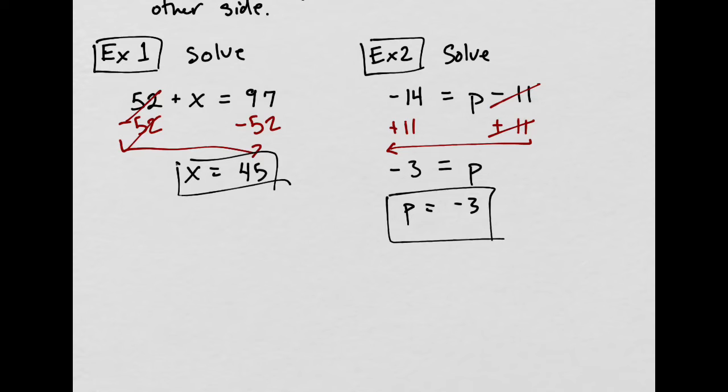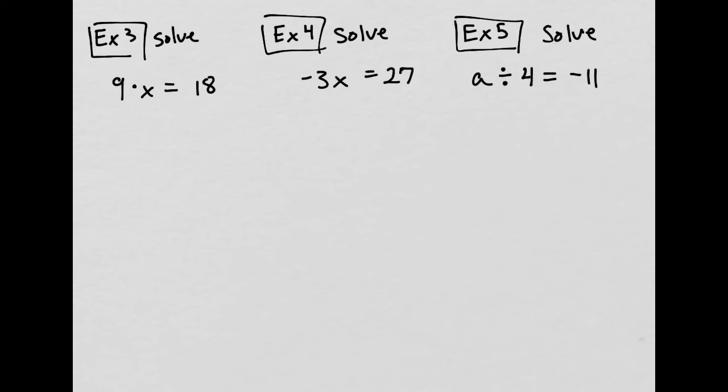Let's look at a few more examples. On this first one, we have 9 times x equals 18. That's the same thing. You might see it written as 9x equals 18. Those mean exactly the same thing. And since it's 9 times x, and we want to get the variable by itself, we do the opposite of times. 9 times x, we're going to divide. So the opposite of multiplication is division. So we are going to divide by 9 to both sides.